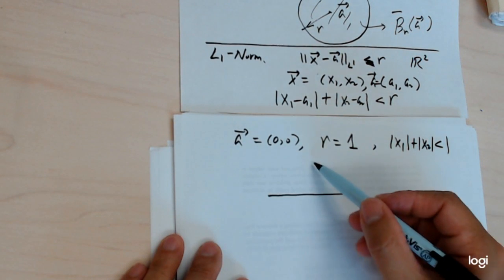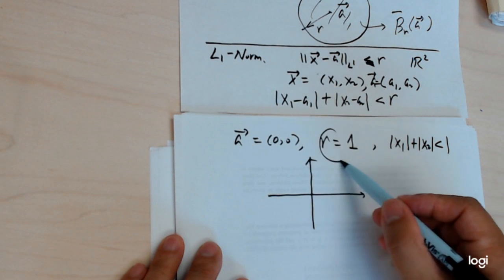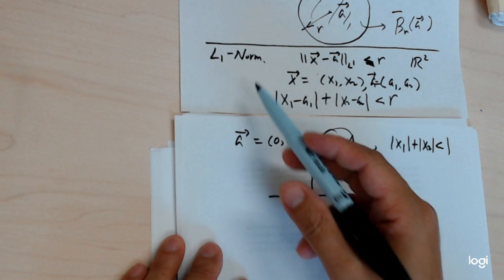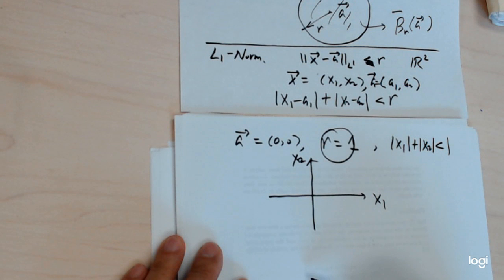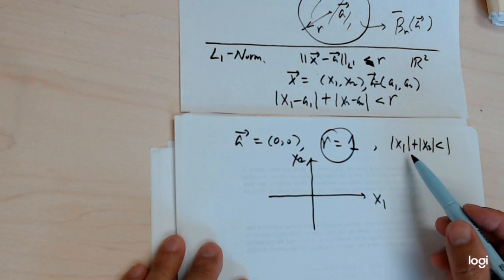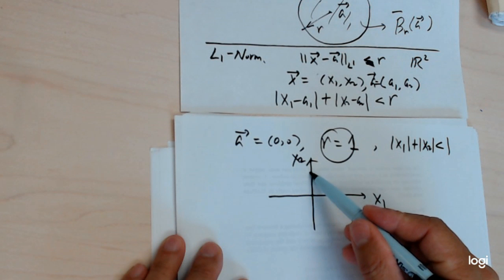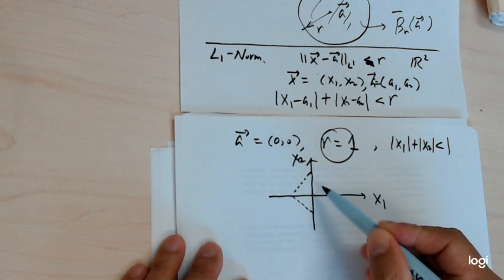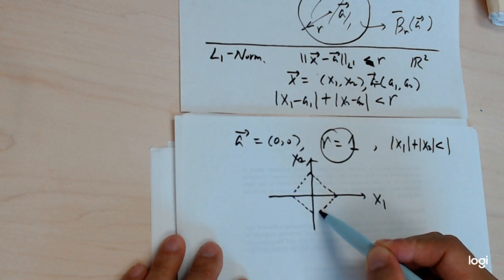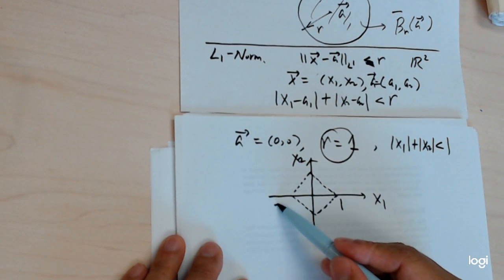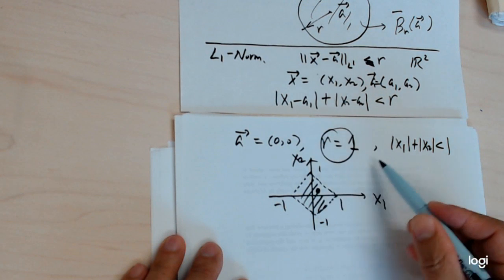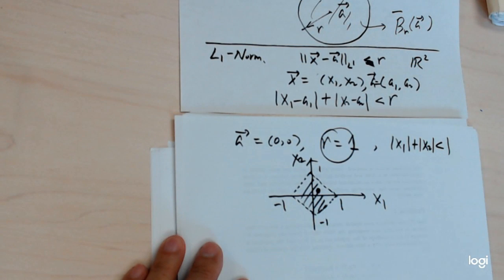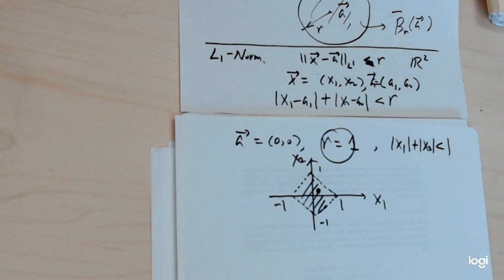So here's a unit ball with radius 1 in the L1 norm. In the L1 norm, it looks like this. The points satisfy that the sum of the absolute values of the x1 component and x2 component needs to be less than 1. Turns out those are all the points inside this square here, okay? This is 1, this is -1, this is 1, this is -1. You can easily verify that any point inside here satisfies this. So that's the unit ball under the L1 norm.